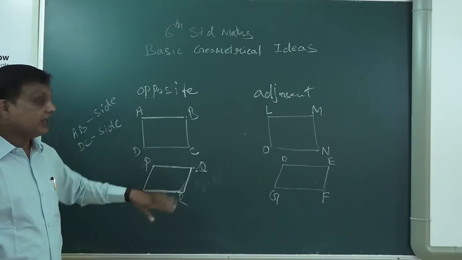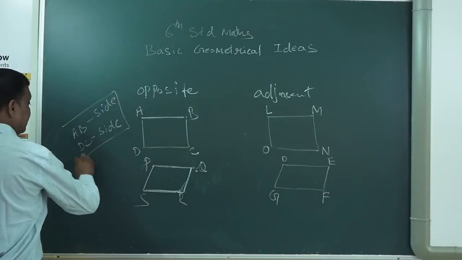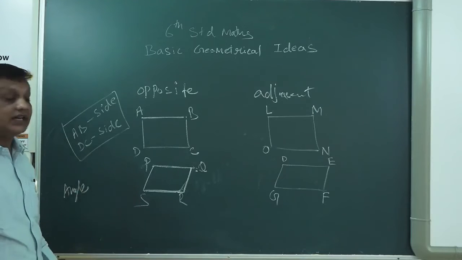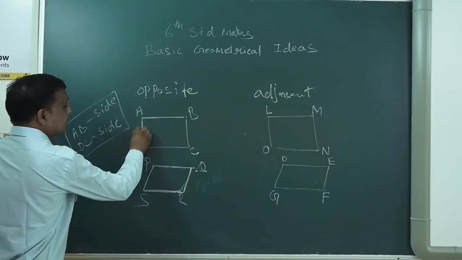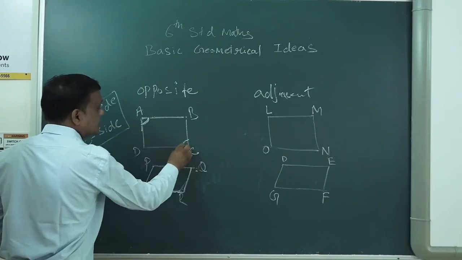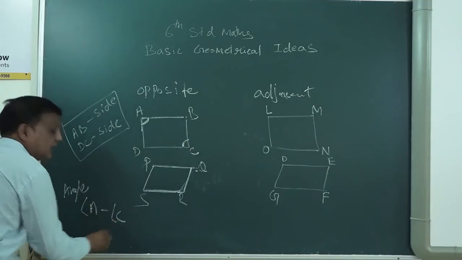QR. This is the opposite side. Now we will see the opposite angles. These are the opposite sides. Now we will see angle. Now which is the opposite angle? Opposite angle means this angle. Which one is opposite to this? This one is the opposite. So angle A and angle C are opposite.